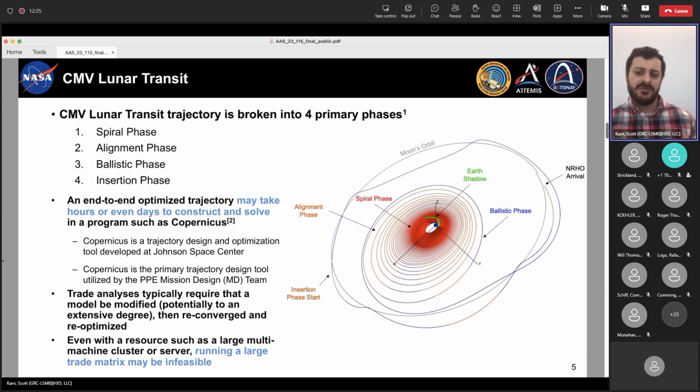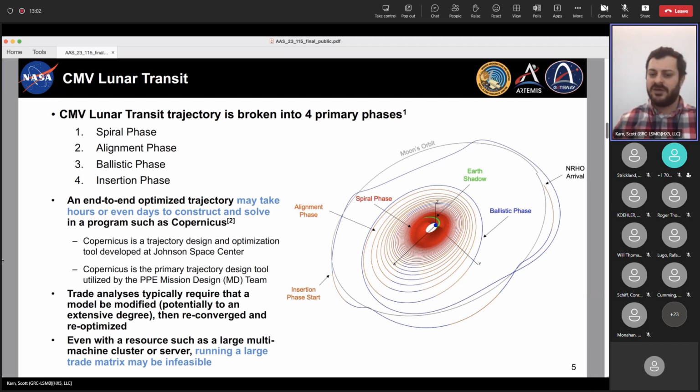But we're delivered into a highly elliptical parking orbit by our launch vehicle, and you can see where we start in this graphic on the right. Then we launch into a spiral phase where we have a long EP spiral, just trying to raise the energy of our orbit as quickly as possible. That's in red. In orange, which might be a little hard to tell on the graphic here, we transition from spiral to alignment phase, where we're essentially trying to align our trajectory with our insertion into our target NRHO.